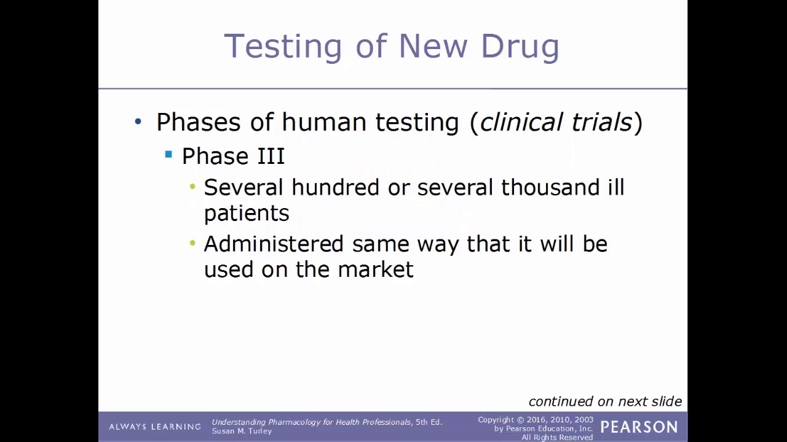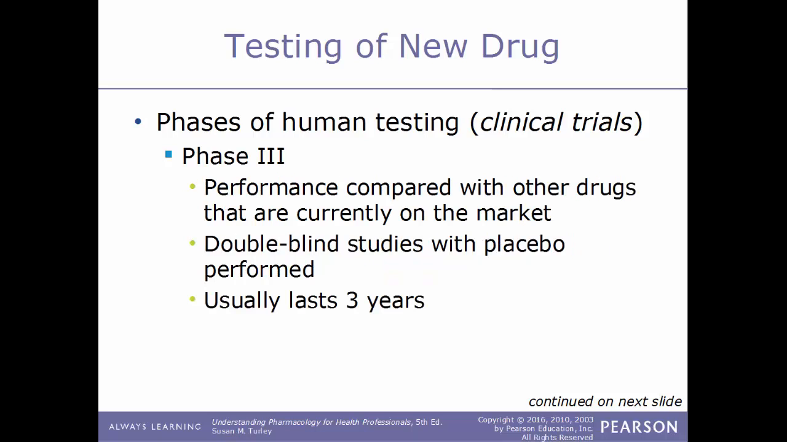Now we move on to phase 3 of the clinical trials. This will involve several hundred or several thousand ill patients. At this stage, the drug will be administered the same way it will be used on the market. Frequency, dosage, route of administration, everything would be exactly the same as if it were already approved to be sold. Now, the performance is compared with other drugs that are currently on the market, which is where you'll have double-blind studies with placebos performed, and this phase will take about 3 years.